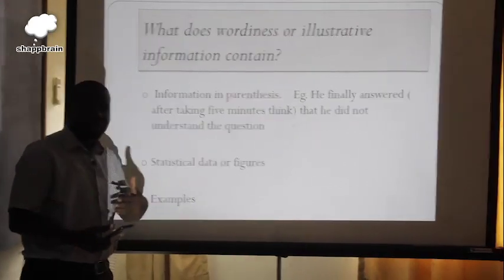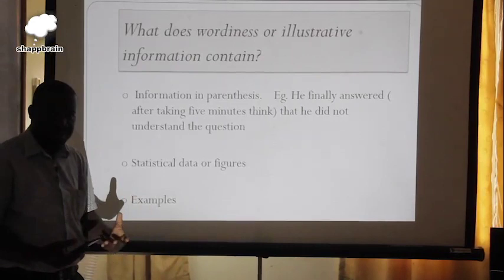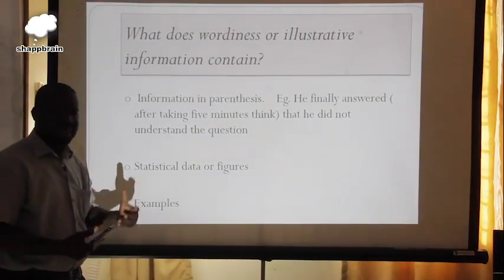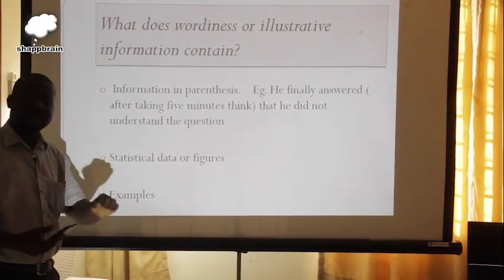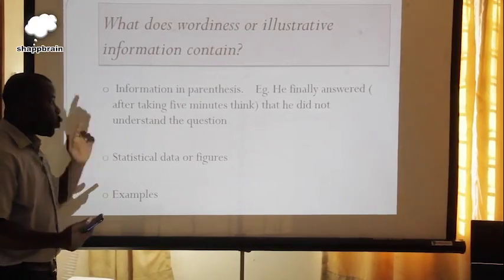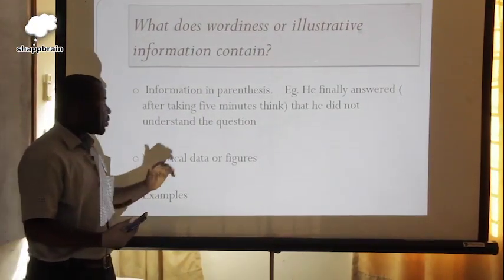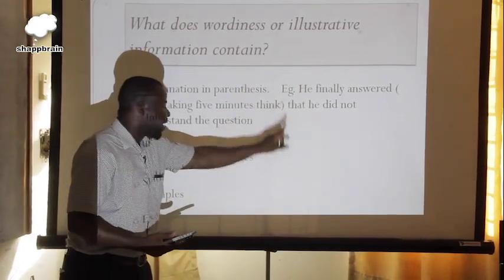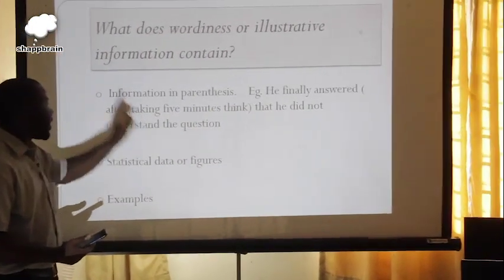When we say information is illustrative, this is what characterizes an illustrative information. Number one, any information you find in the passage which is in parentheses, and here when we say parentheses, we mean example, he finally answered after taking 5 minutes to think.